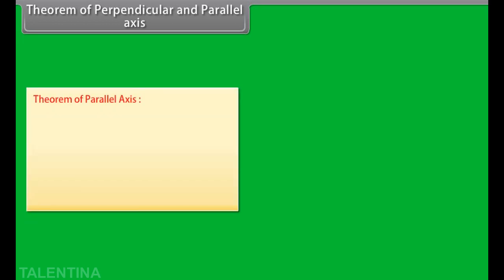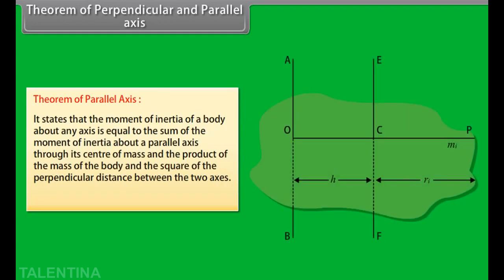Theorem of parallel axis states that the moment of inertia of a body about any axis is equal to the sum of the moment of inertia about a parallel axis through its center of mass and the product of the mass of the body and the square of the perpendicular distance between the two axes. I is equal to ICM plus M h square.